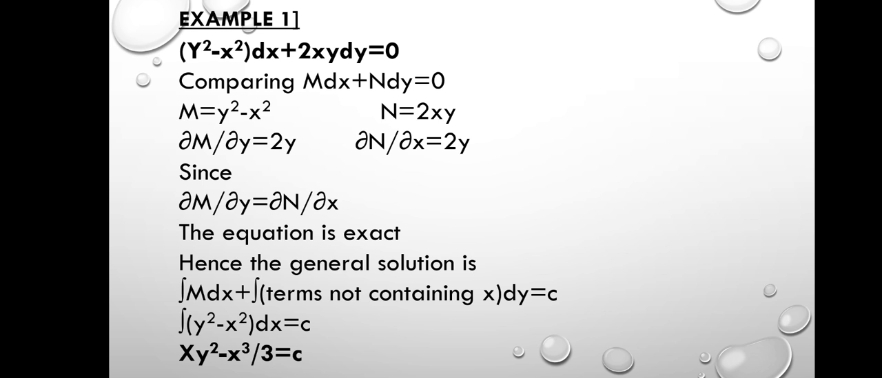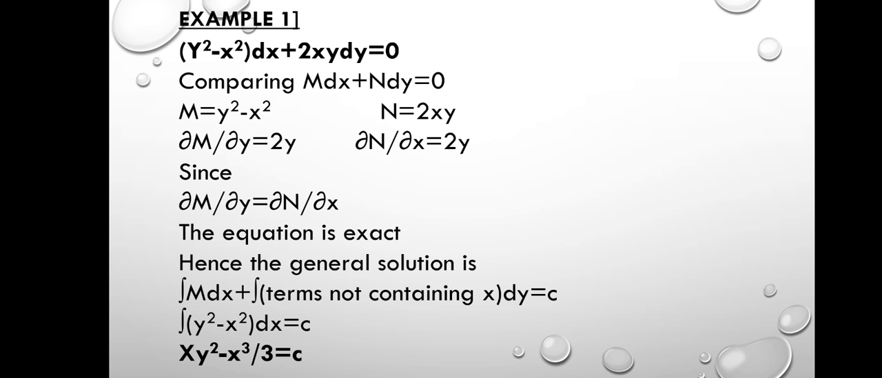Since ∂M/∂y = ∂N/∂x, the equation is exact. Hence the general solution is the integration of M dx plus the integration of terms not containing x into dy, is equal to c. M is y² − x². So the integration of (y² − x²) dx plus, here in 2xy dy, x is present in these terms, so there are no such terms here.